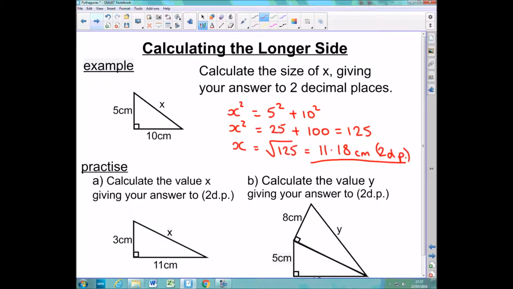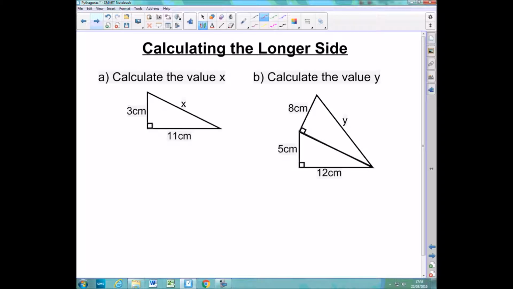Okay, so have a little go at the practice questions below. See if you can follow the procedure that I did. And I'll run through the answers in a moment. Okay, so let's just run through the answers then.